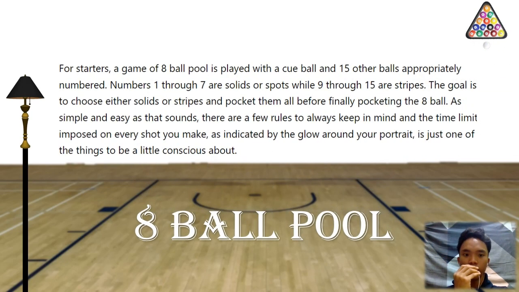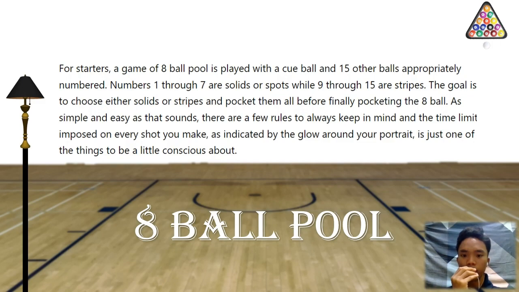For starters, a game of 8-ball pool is played with a cue ball and 15 other balls appropriately numbered. Numbers 1 through 7 are solids or spots, while 9 through 15 are stripes. The goal is to choose either solids or stripes and pocket them all before finally pocketing the 8-ball. As simple and easy as that sounds, there are a few rules to always keep in mind and the time limit imposed on every shot you make.